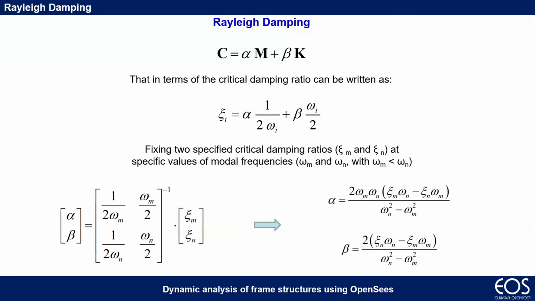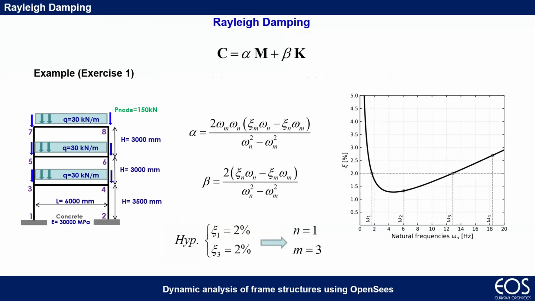Cm, Cn, the two dampings, omega n, two frequencies. After you fix that, you can find alpha and beta. How? This way. Again, the same. This evaluation is done for the same exercise that I showed before.